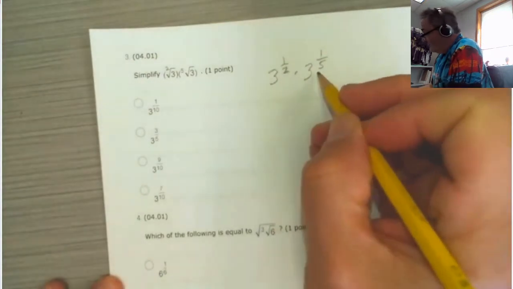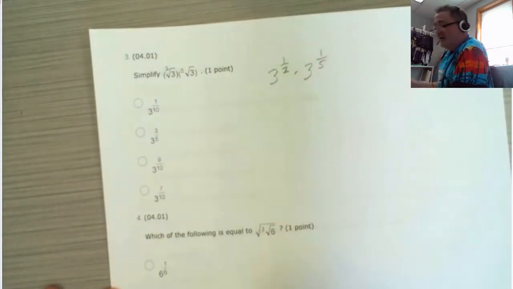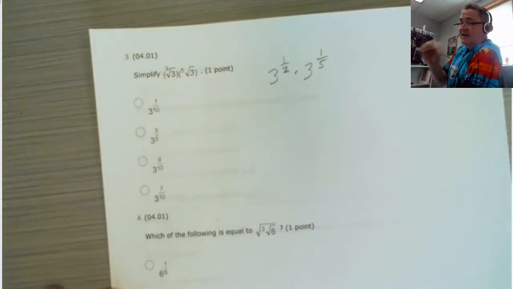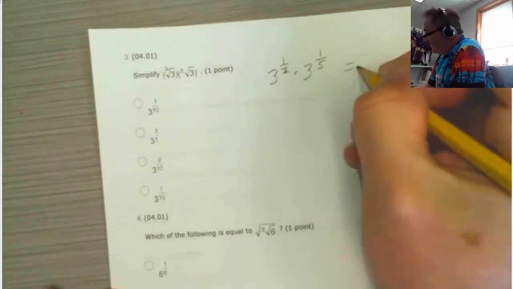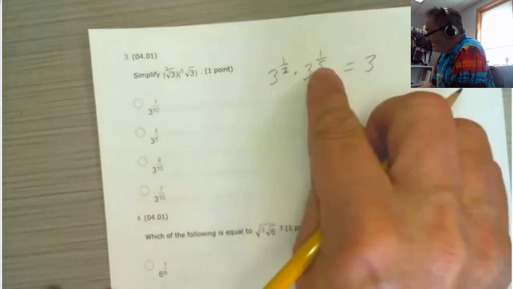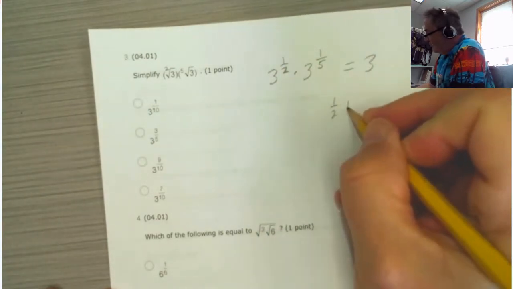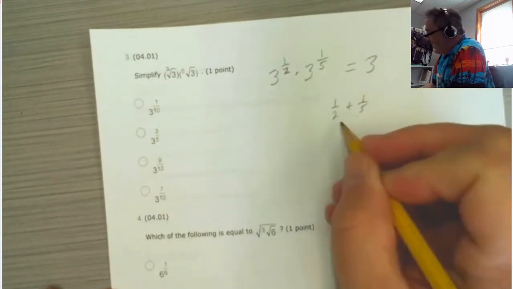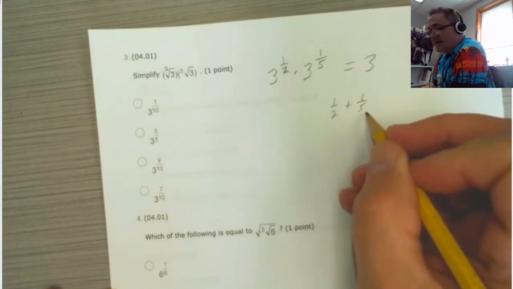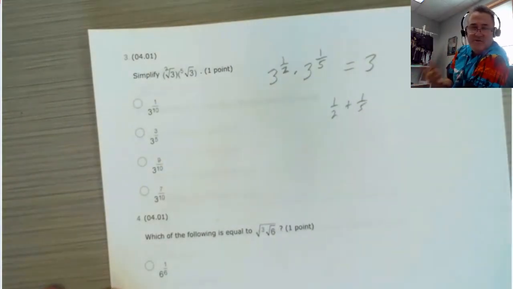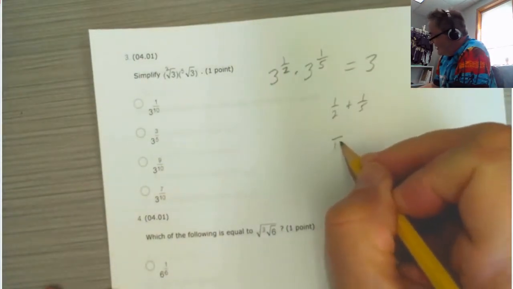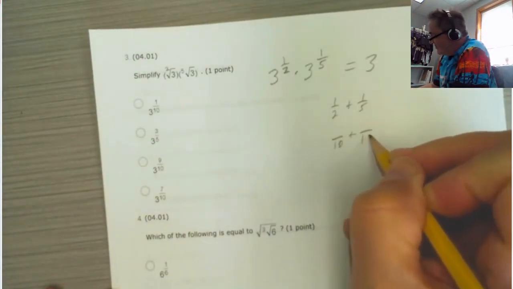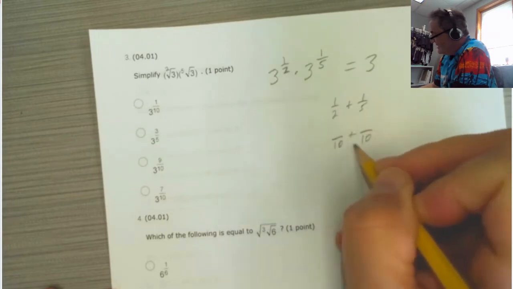So 1/2 times 1/5. So in our earlier lessons, when we had exponents, we learned that when you multiply 2 exponents together, we keep the base and we add these together. So 1/2 plus 1/5. When you add fractions, you have to have a common denominator. Common denominator of 2 and 5. We'll just multiply them together, and they'll be tenths. 2 times 5 is 10, so they'll both be tenths.